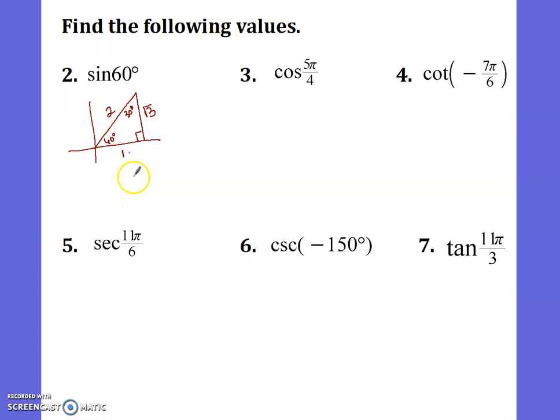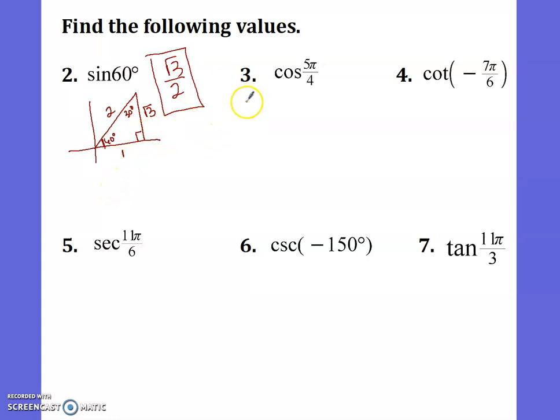The hypotenuse is 2. Now to find sine, that's opposite over hypotenuse. And remember, we are always working from the reference angle. So the opposite side is root 3. The hypotenuse is 2. So sine of 60 degrees will be root 3 over 2. Okay.